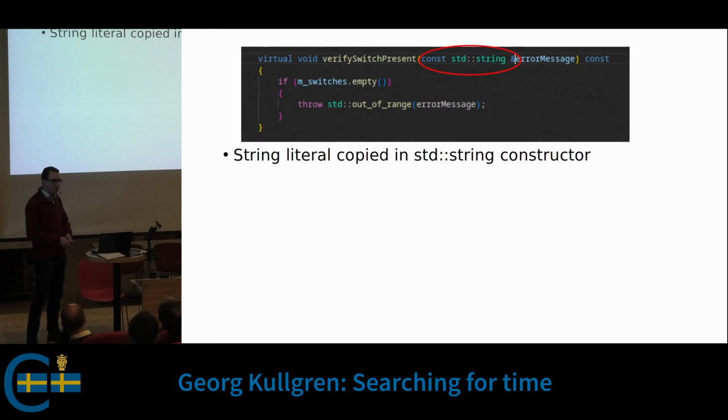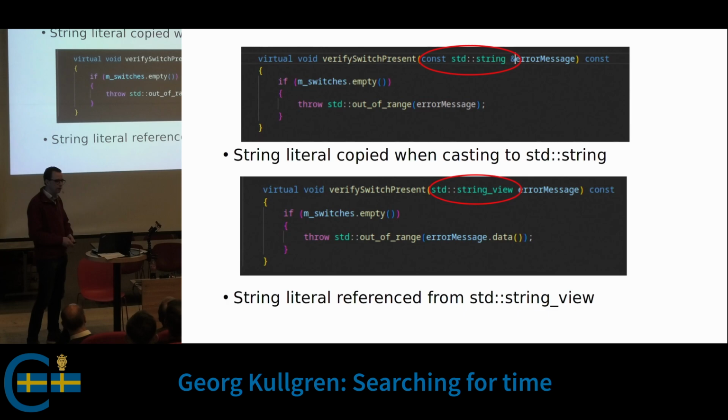But since C++17, we have string view. This was a very simple change and kind of a no-brainer once you saw this problem. Unfortunately, we didn't run any more tests directly after this change. Instead, we started to look at the next thing to improve.